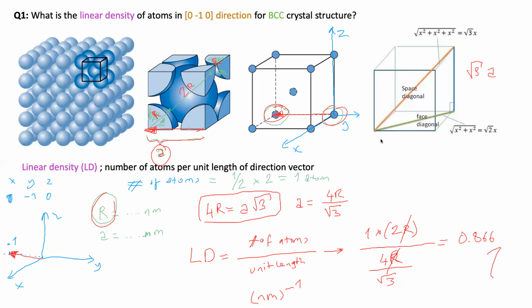If we were given the radius of the atom, or one side of the cube, then we could find a value with units, so it would be that many atoms per nanometer. But since we are not given any numerical value, we just approach the problem in a different way. We calculated the length covered by the atoms.